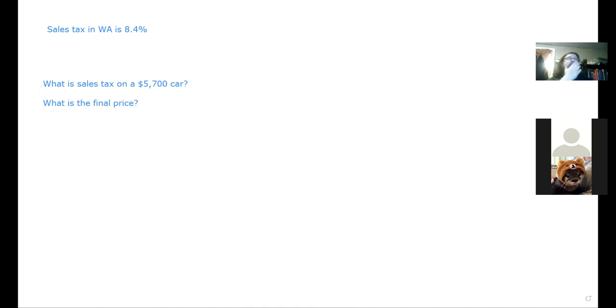So to do this, to find sales tax, it's always the tax amount is equal to the price times the tax. The tax in percentage is actually a decimal where you divide by 100. So what we're doing is taking that 8.4% and dividing it by 100. So 8.4 divided by 100 is 0.084. So that's what we're applying to this formula right here.